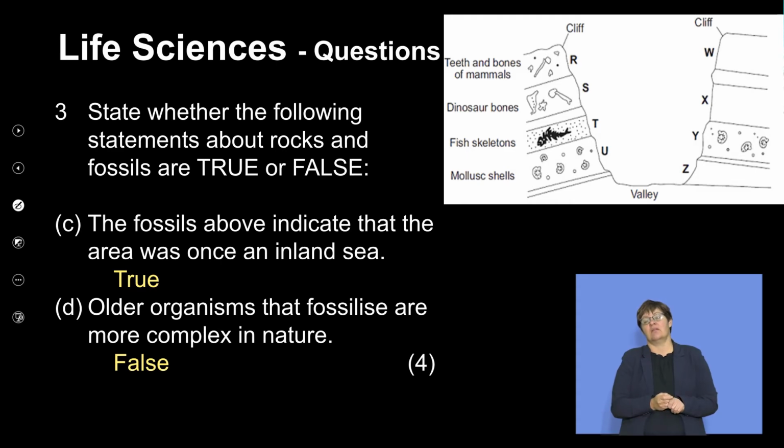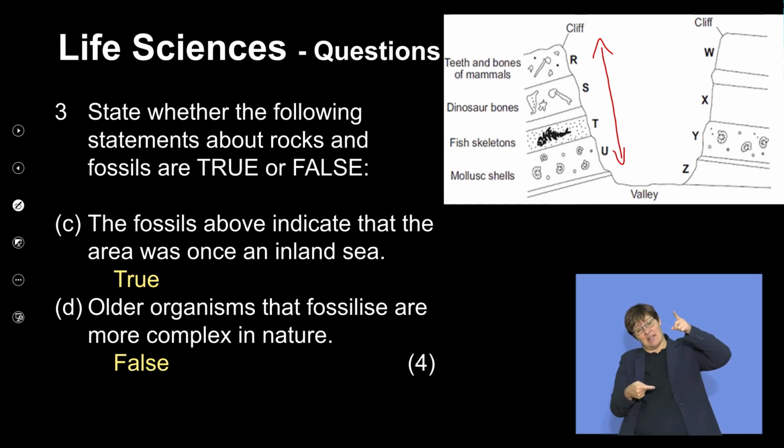And the next one: the older organisms that fossilize are more complex in nature. Most definitely not, because when we looked at the geological time scale, where were the simplest organisms? The simplest organisms were at the bottom, and the more complex organisms were near the top.